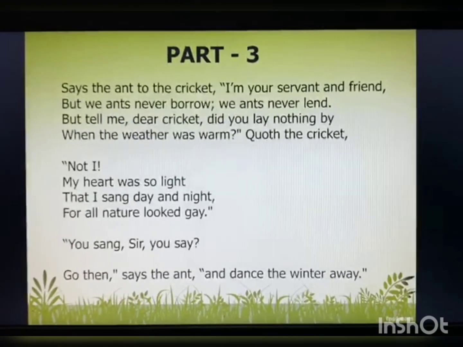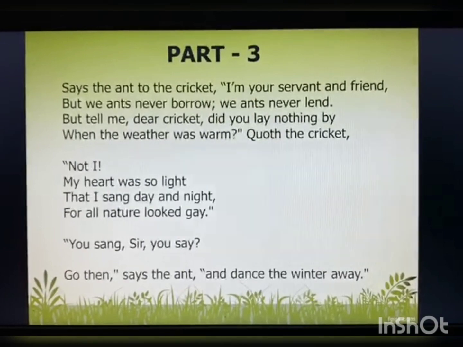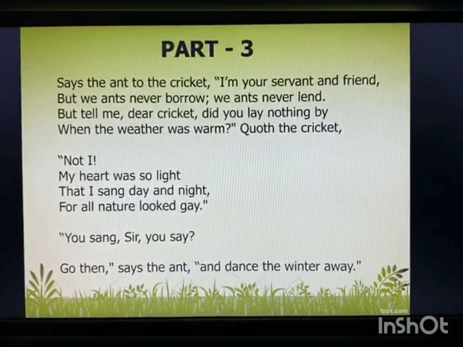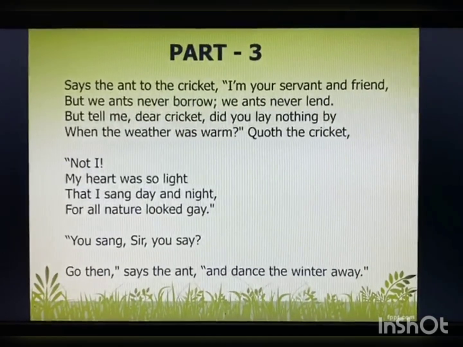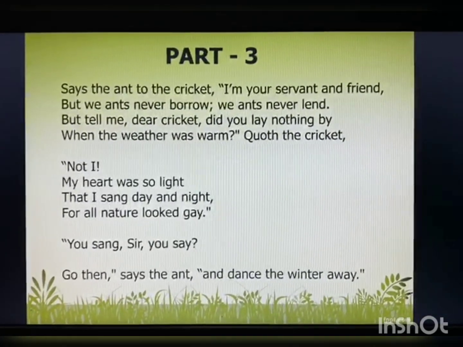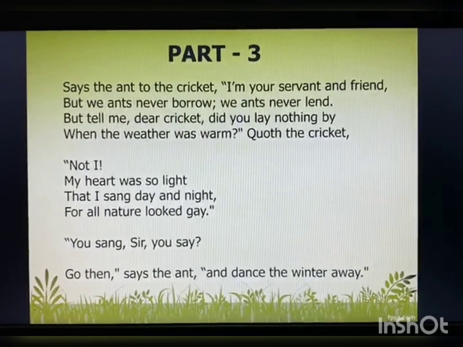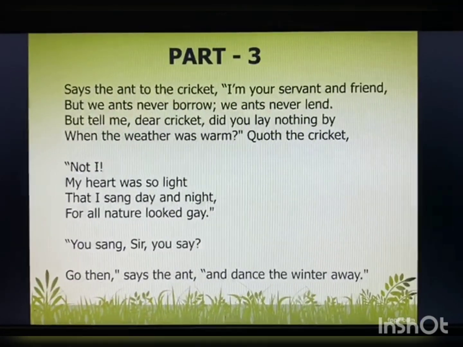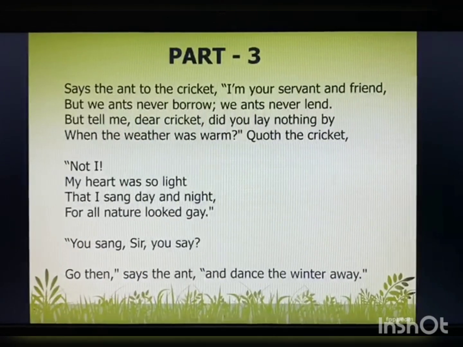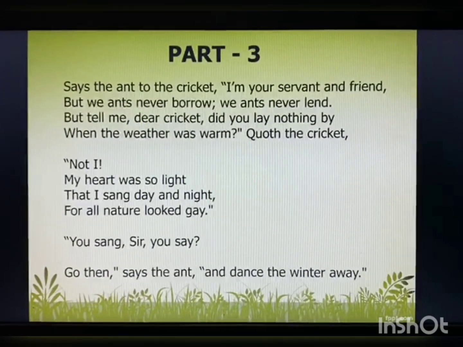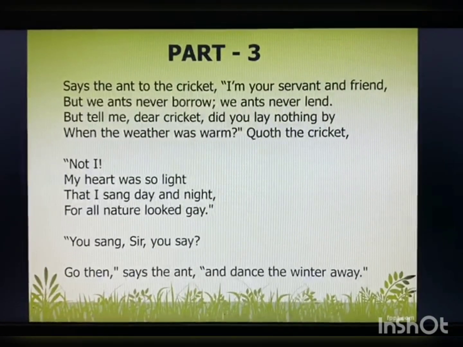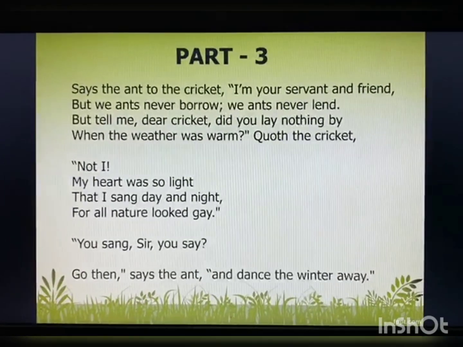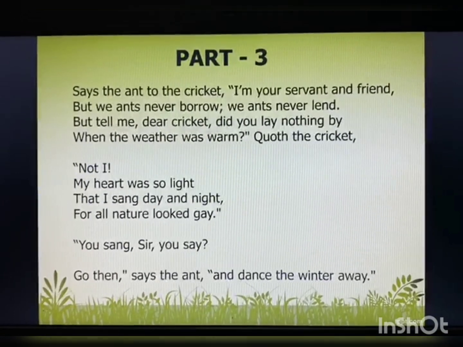Hearing the ant, the cricket replies that he was quite happy and did not care about the future. The cricket further says that it kept singing all the time as nature looked happy and joyful. He thought that the beauty of spring and summer as well as abundance of food and shelter would always remain there. He never cared about the future.